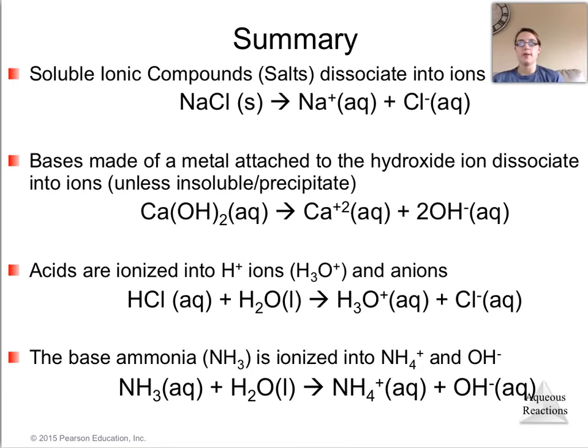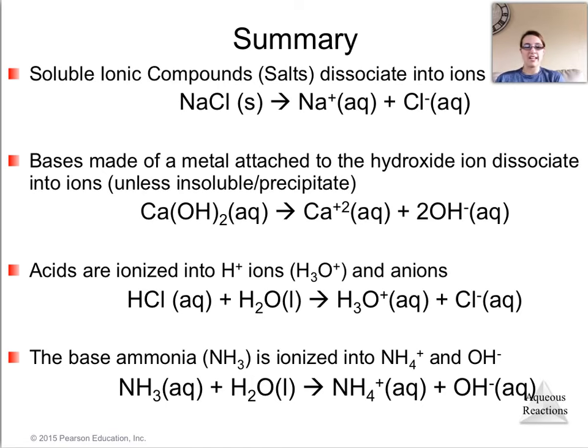So to summarize, soluble ionic compounds, which are also called salts, dissociate into ions. They go through the process of dissociation or solvation in order to dissociate into ions. Anything that dissociates into ions 100% is a strong electrolyte. If it dissociates into ions only partially, it's a weak electrolyte. Bases that contain a metal with a hydroxide will dissociate into ions unless it is insoluble.